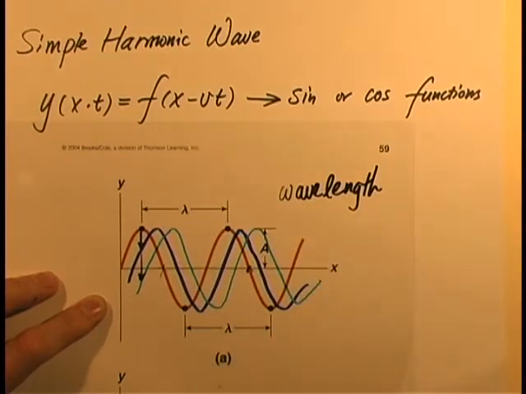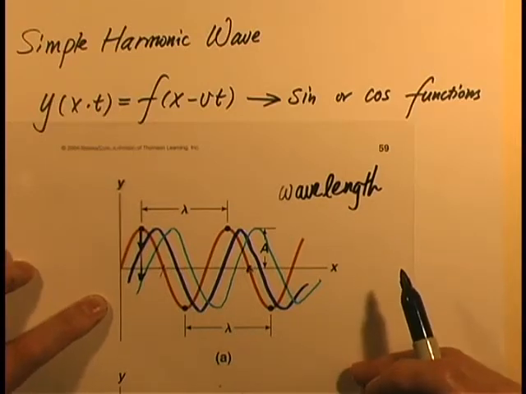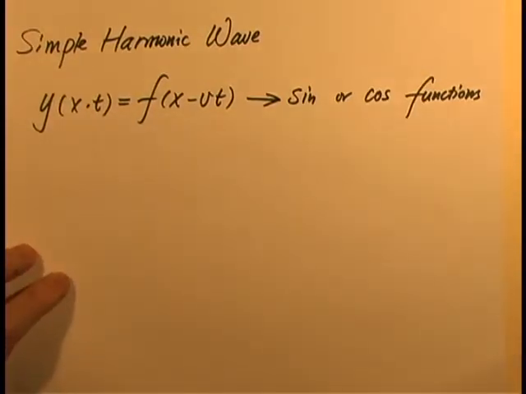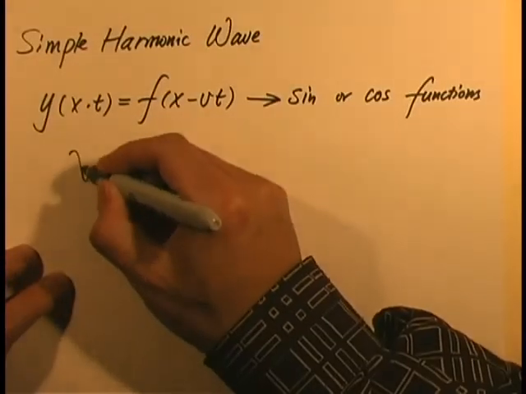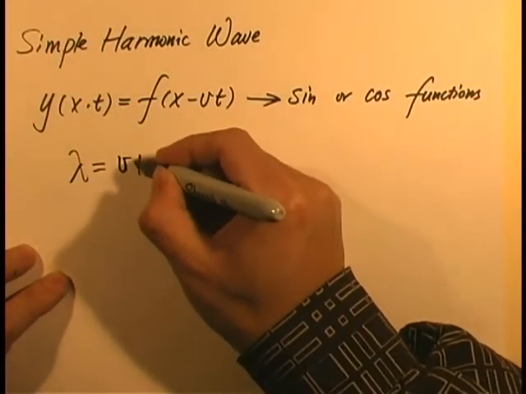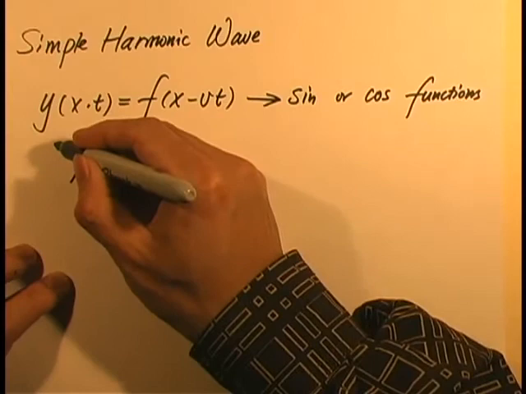It has moved a distance, lambda. Remember, the speed of the wave is v. So basically over a time period t, the wave moved forward a distance lambda with a speed v. Using distance equals speed times time, we find that lambda equals vt. This is the important relationship.